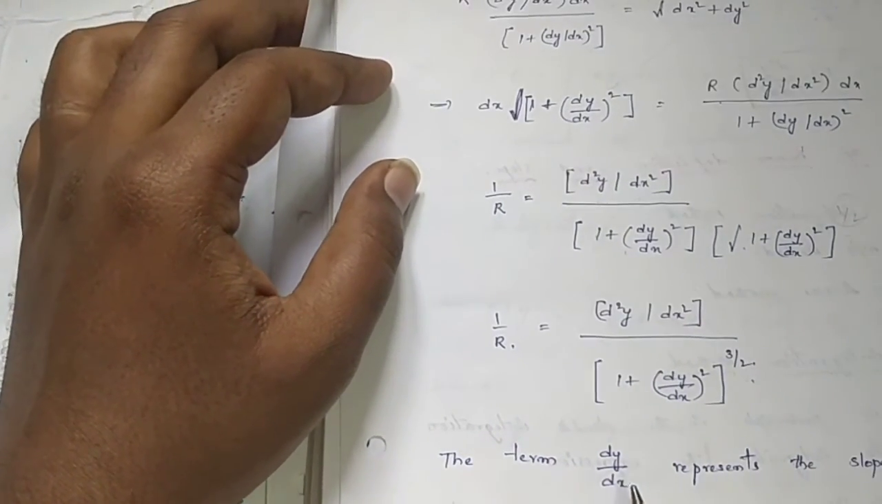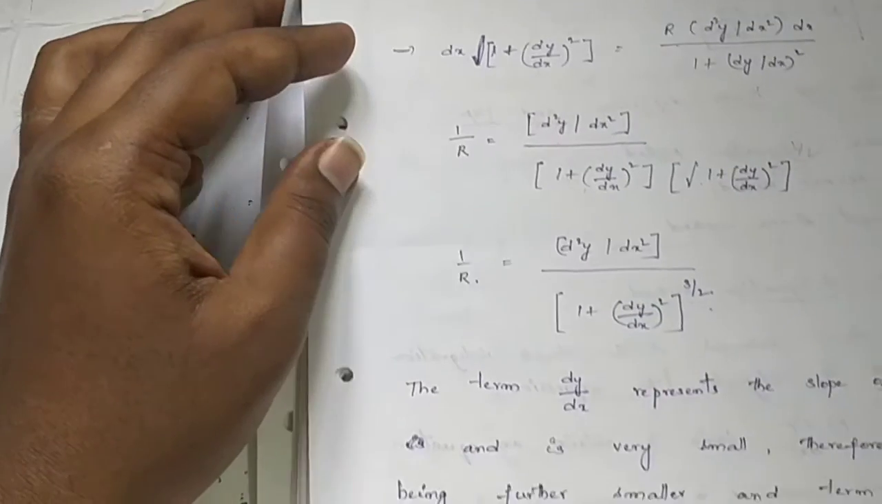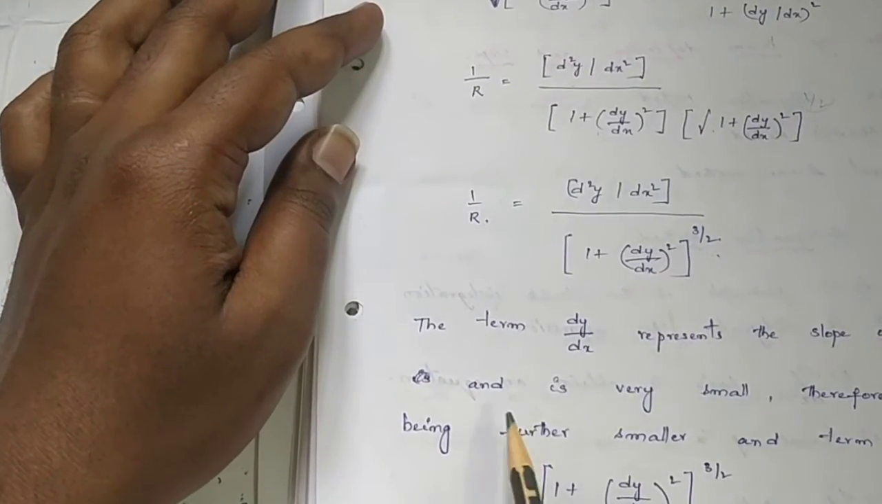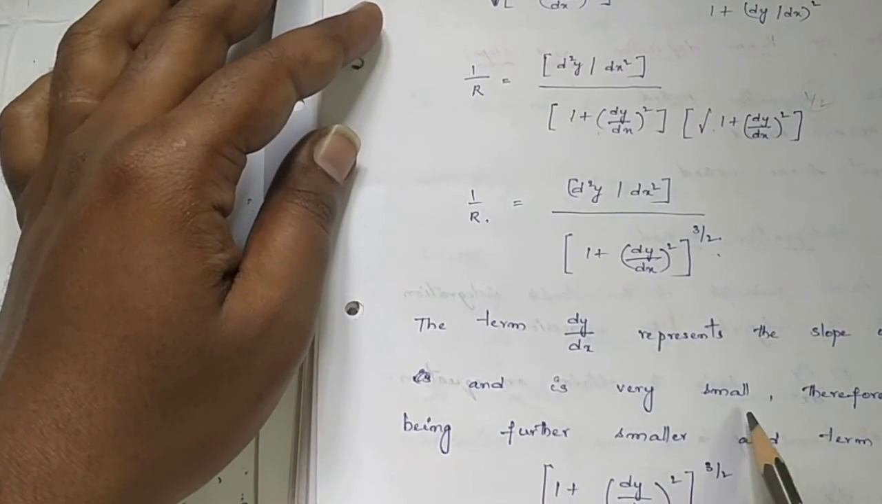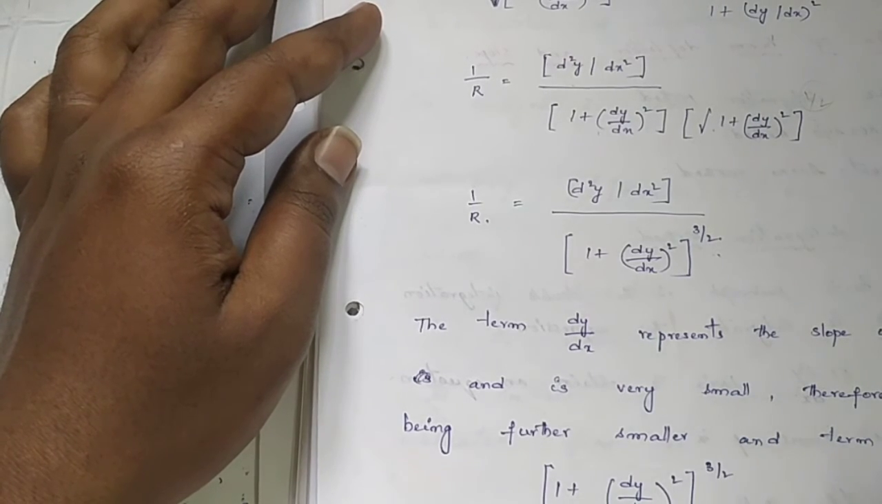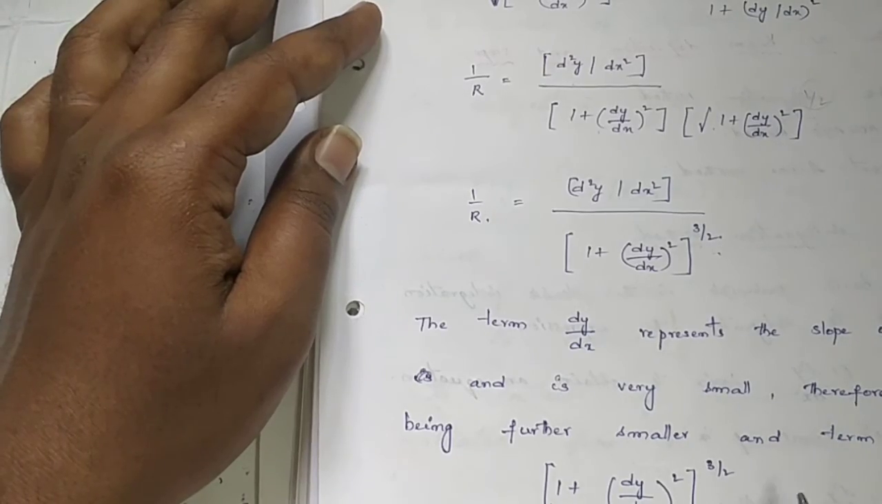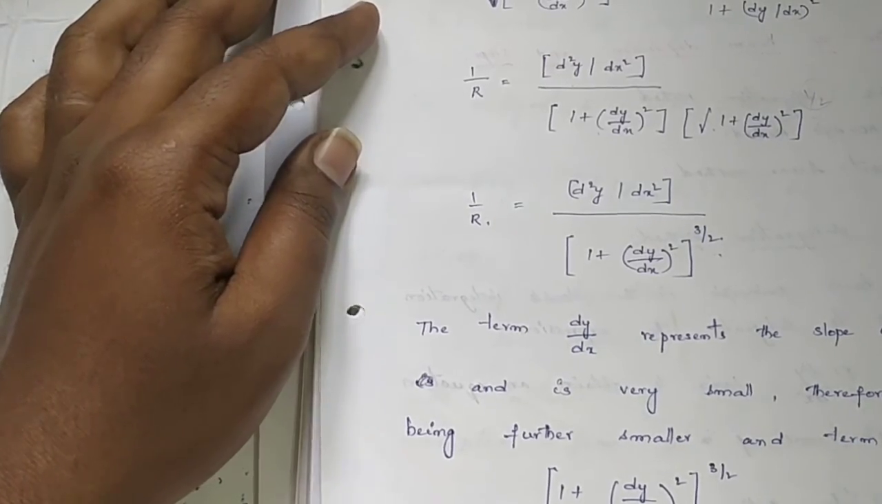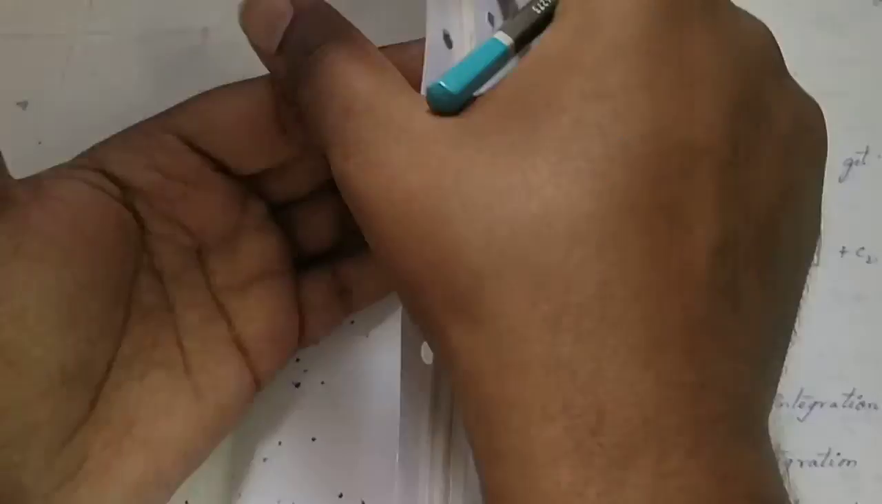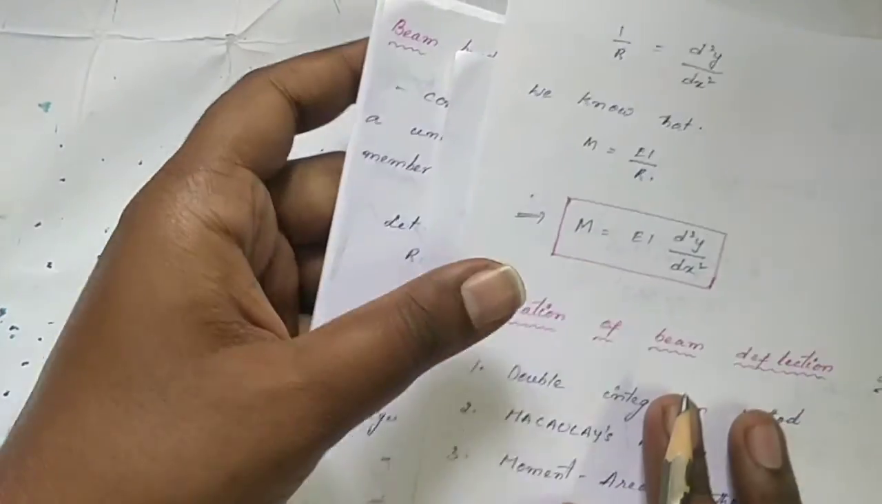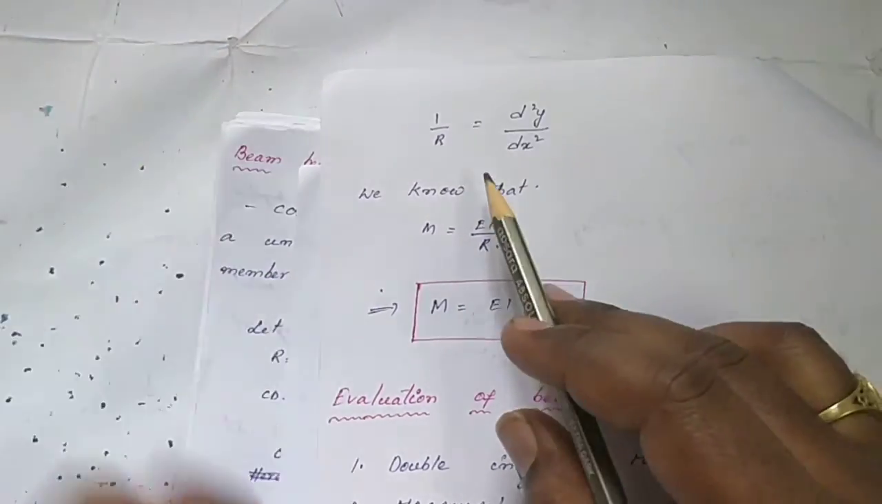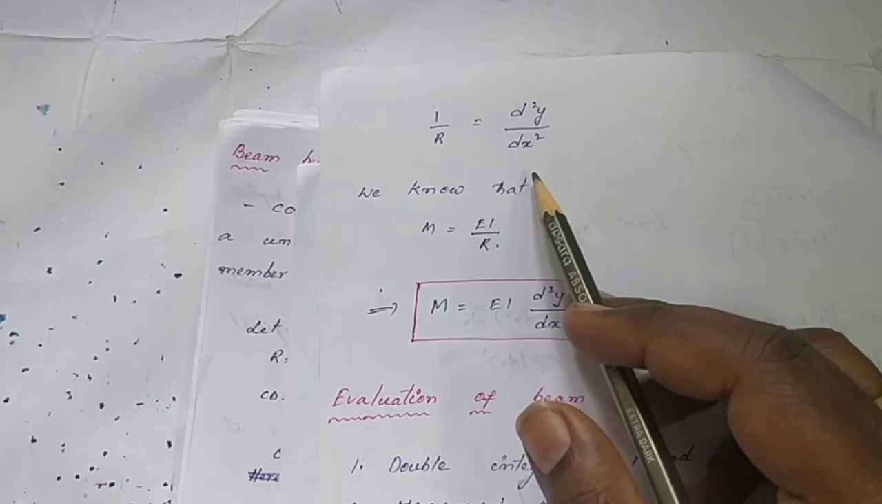The term dy by dx represents the slope of the curve and it is very small. Therefore its square is even smaller, and the term 1 plus dy by dx whole square whole power 3 by 2 is neglected. It can be taken as 1, therefore the curvature expression reduces to 1 by r equals d square y by dx square.